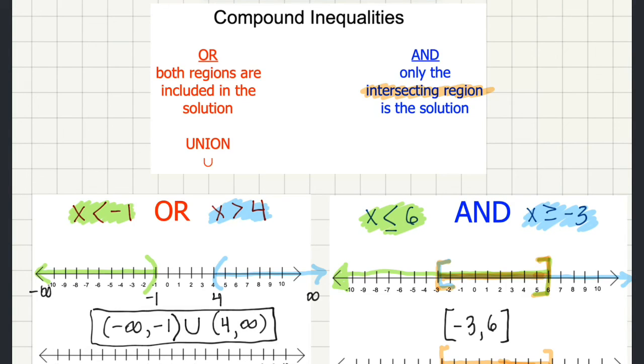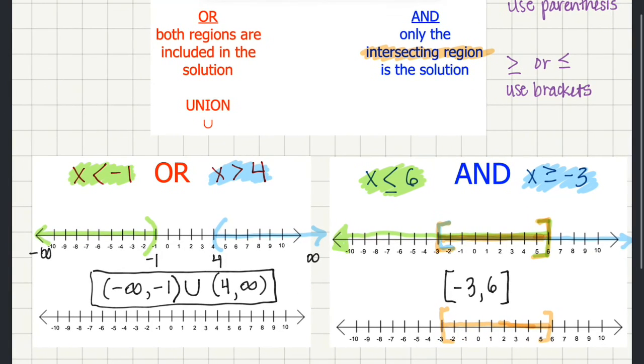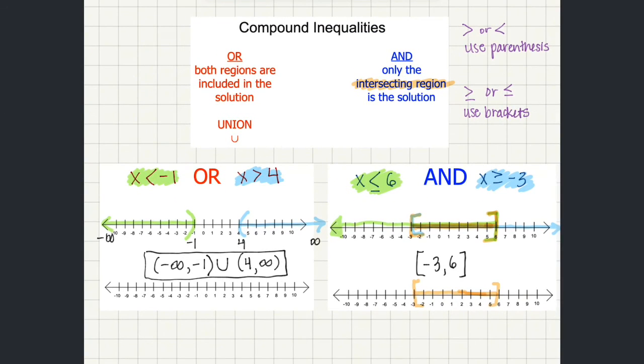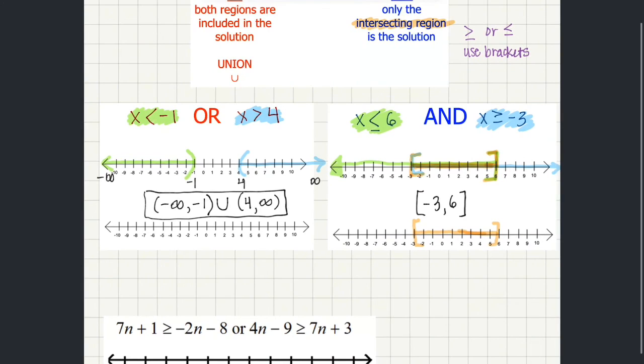I'm going to write off to the side just to recall for you. Greater than or less than, we use parentheses. However, greater than or equal to or less than or equal to, we use brackets. And what we're going to do in the next video is we're going to actually look at some inequalities and solve.